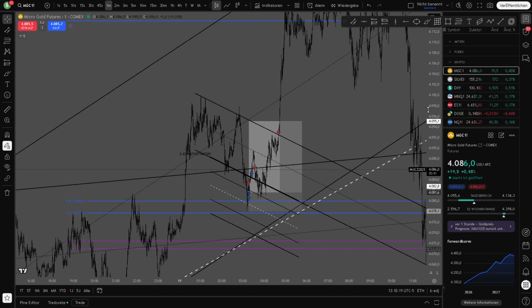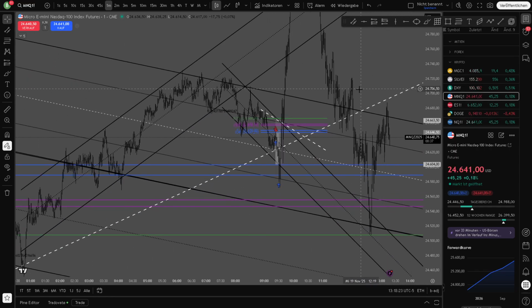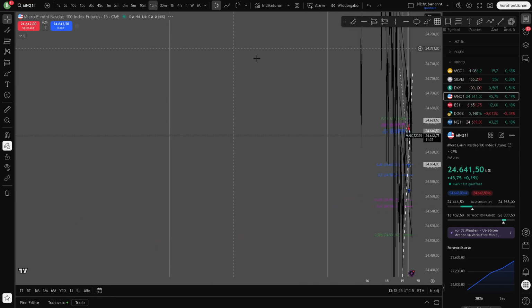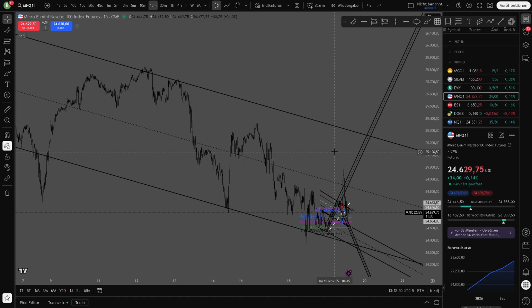But yeah, too much talking here. Let's go to M&Q, which was a pretty nice trade, a pretty chill trade actually. Like, was very simple. Overall, as you can see, market structure is not looking very nice.